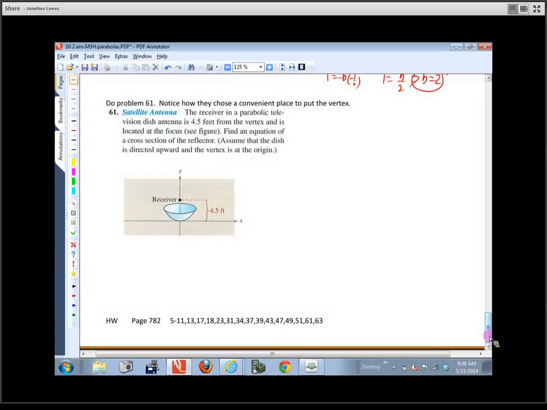Okay, this is actually a three-dimensional parabolic dish is what this is. These are those paraboloids of revolution, okay? And what it's telling us is the receiver, the satellite receiver, is 4.5 feet away from the vertex. And what they want you to come up with is find an equation of the cross-section of the reflector.